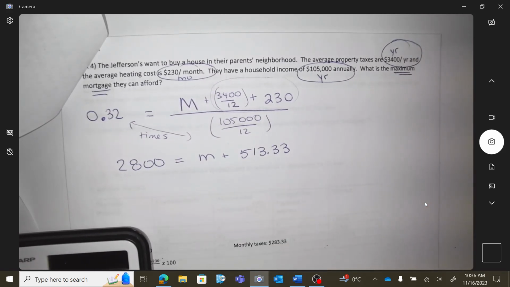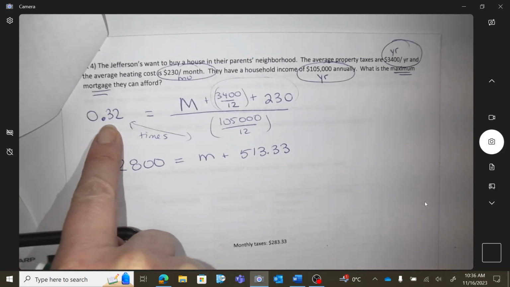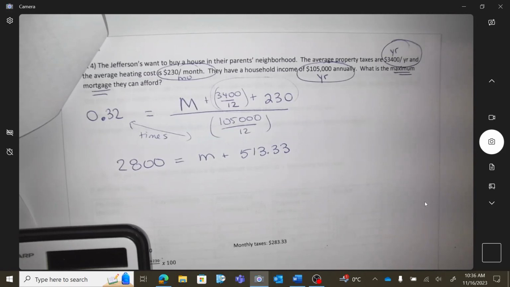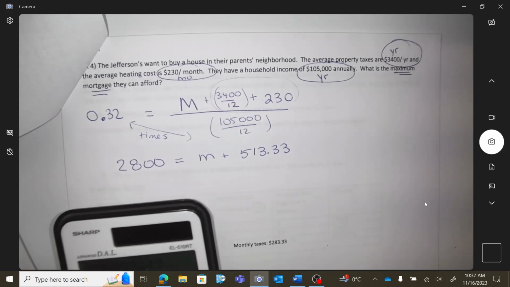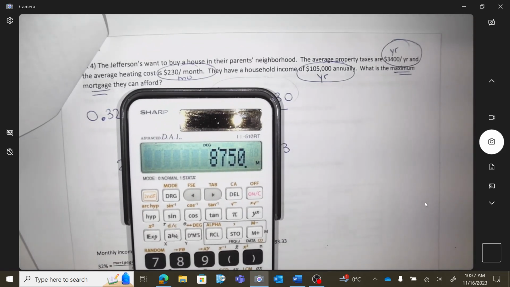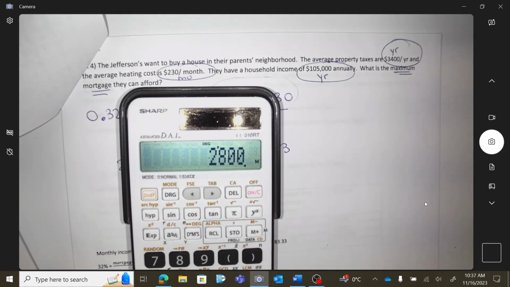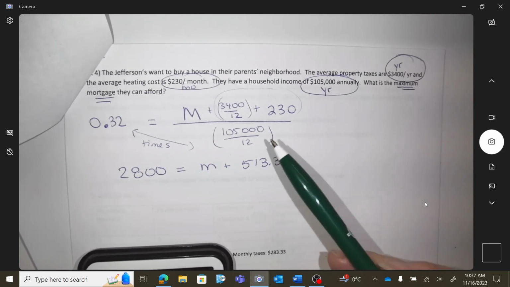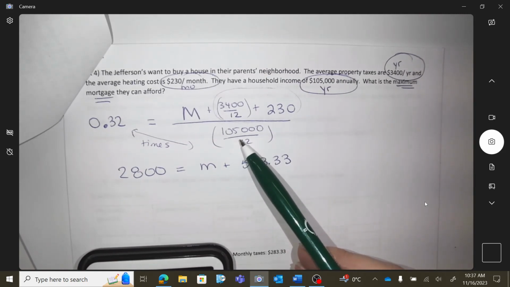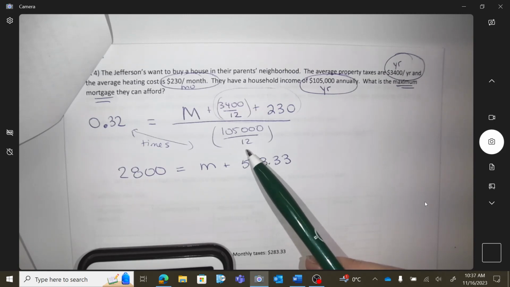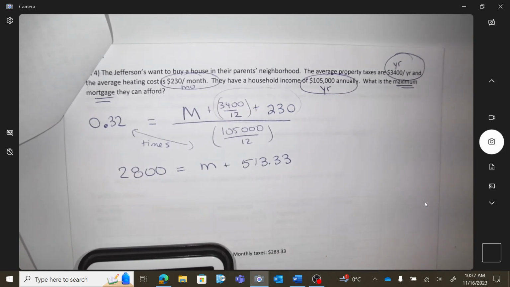Where did you get 2,800 from? I times 0.32 times that. I did not get that. You did not get that? I got that. So like that is your monthly income. So what's 32% of your monthly? I still didn't get that. Are you doing a 105,000? Yeah, divided by 12? Yeah. I'll try it again. 105,000 divided by 12 times 0.32. Oh, good. I don't know why I didn't get it.